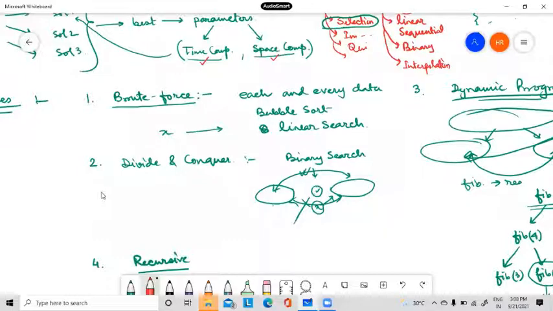These are the different techniques through which you can write your algorithm. So you should have the basic idea of what is the meaning of divide and conquer, then you can easily solve the problem in that particular category. So this is all about algorithms.